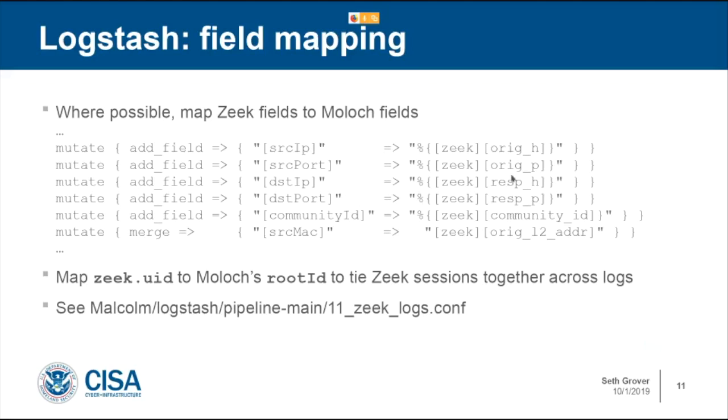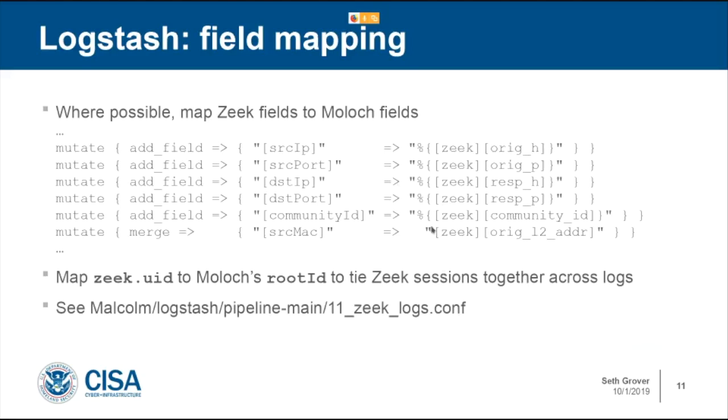Now, it's never going to be a one-to-one, but there's actually, like I said, a lot of overlap. So I'm able to take Zeek.orig_h and map that to source IP, and Zeek.orig_p and map that to source port, et cetera, et cetera, et cetera. Repeat for 4,000 lines of Logstash filter code.